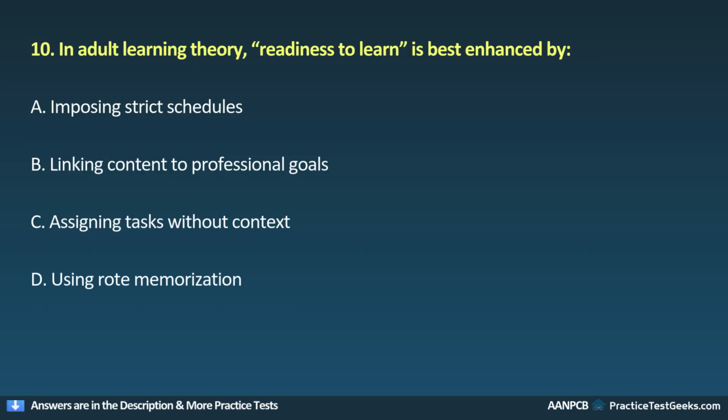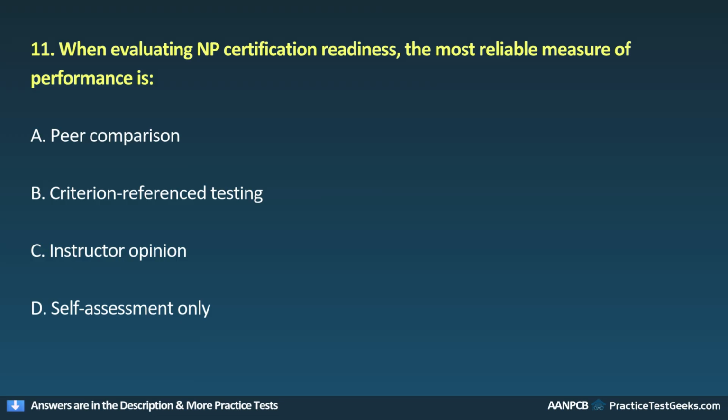10. In adult learning theory, readiness to learn is best enhanced by: A. Imposing strict schedules. B. Linking content to professional goals. C. Assigning tasks without context. D. Using rote memorization.